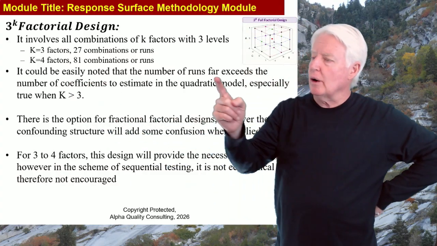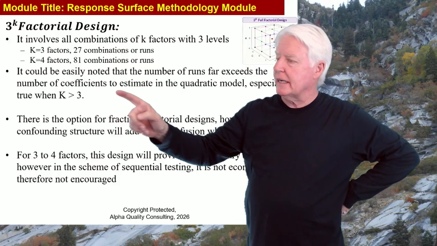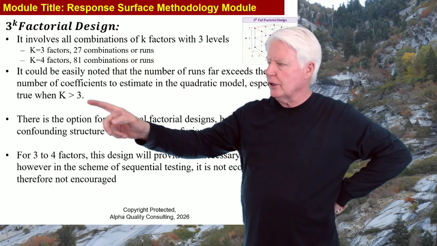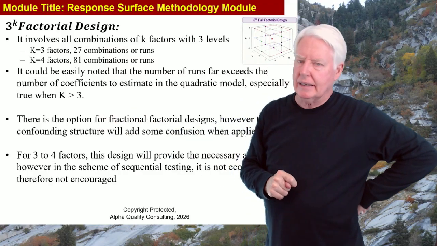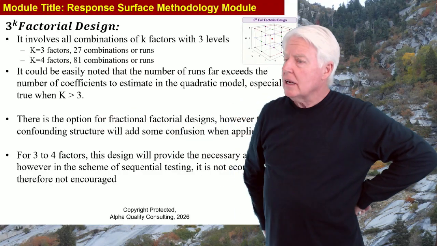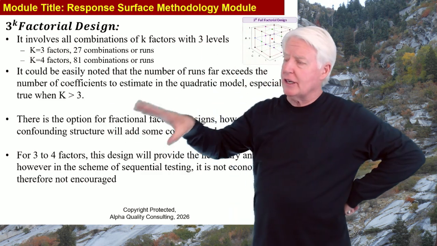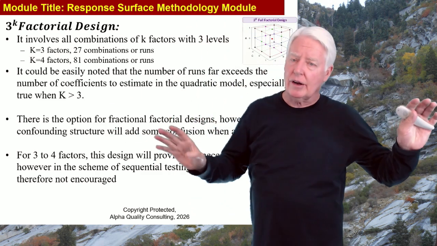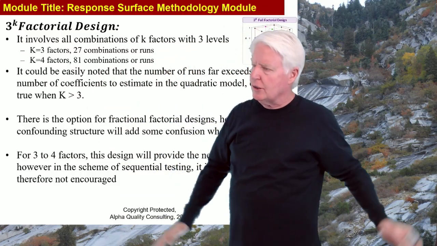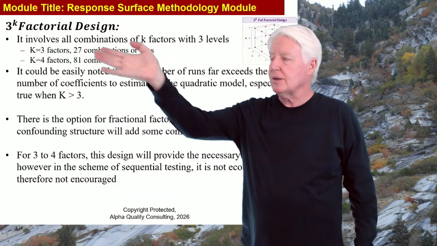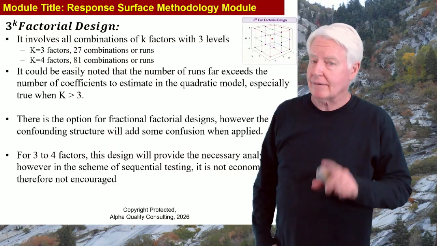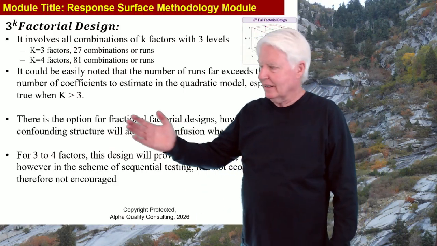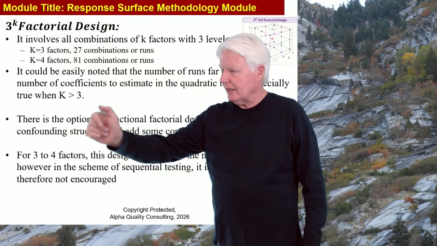It could be easily noted that the number of runs far exceeds the number of coefficients to estimate in the quadratic model, especially true when K is greater than 3. Okay, that's when you have a lot of data. Now, you may have enough data in your database, and you have a full set of data, and you have sensors on all your machines, and it's just growing this huge database that maybe you can do these without collecting any new data. That's something to think about. If you can, then why not? There may be some advantages to it.